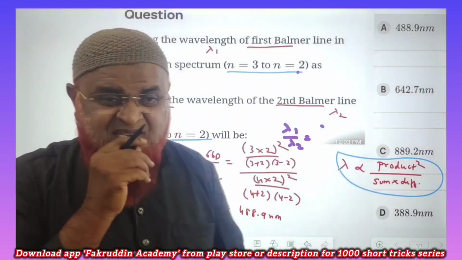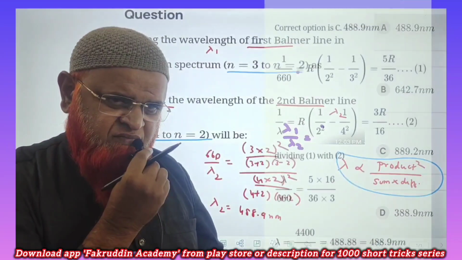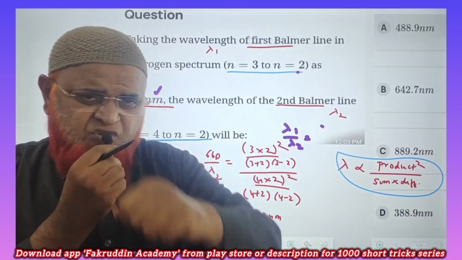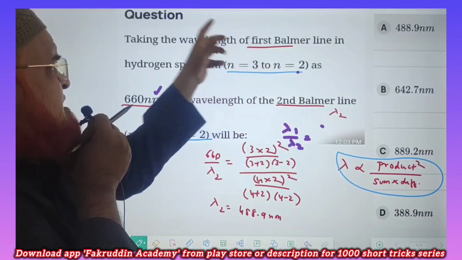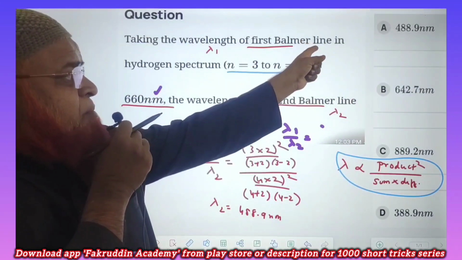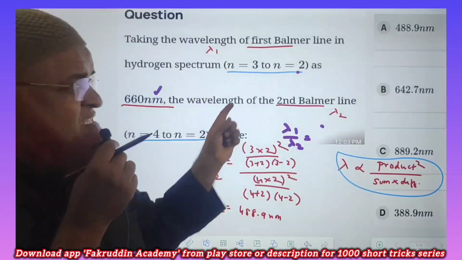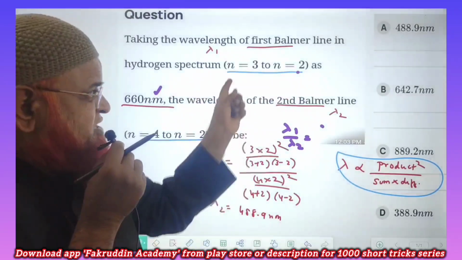Okay, friends, see the lengthy methods given in the books. Not necessary. I've got a shortcut for you. It is a case of wavelength ratios of the Balmer series whose transition is from n equal to 3 to 2.